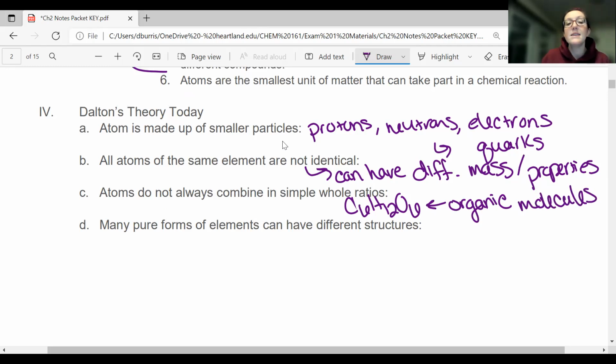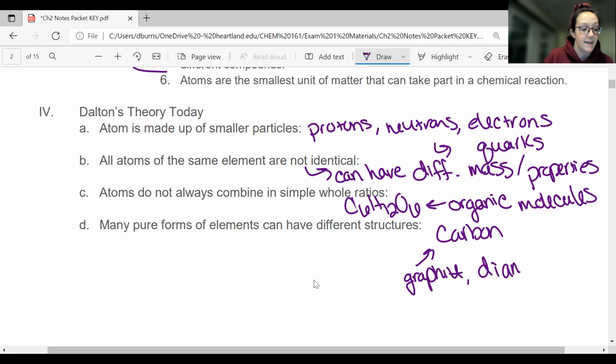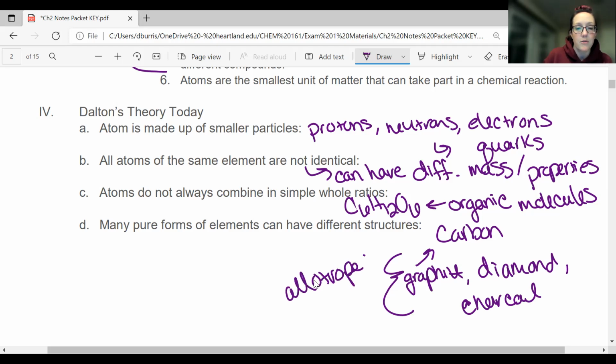Okay. And then finally, there are actually forms of elements that have different structures. So for example, carbon. If I have pure carbon, not all samples of pure carbon have the same properties or structures. Carbon can exist as graphite. It can exist as diamond. It can exist as charcoal. These all have different structures and they are called allotropes. So you might have heard that word before in science class. An allotrope is just the same substance making it up, just with a different structure.